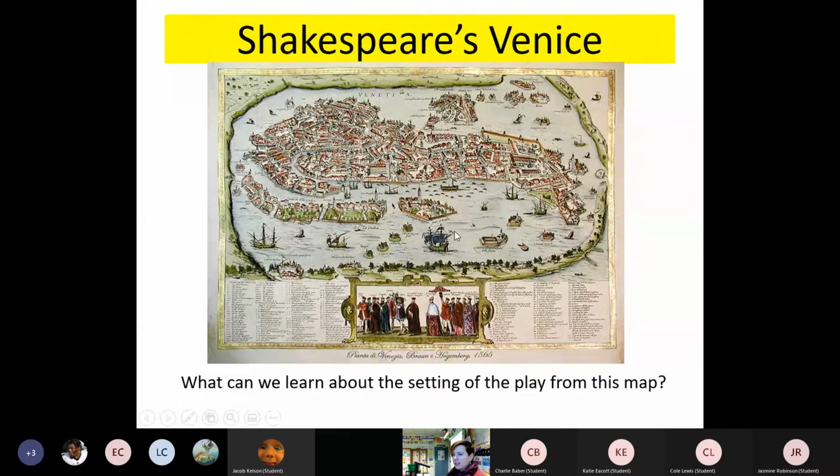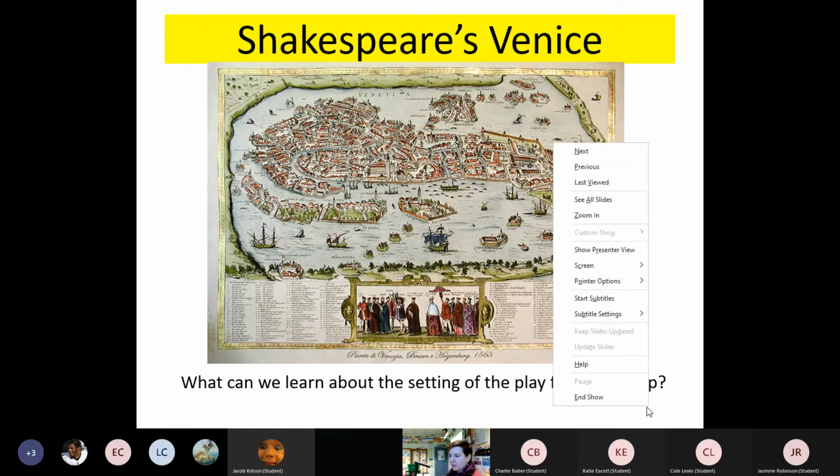So what can you tell me? Someone said this. What can you tell me about this map? What can you tell me about that map?